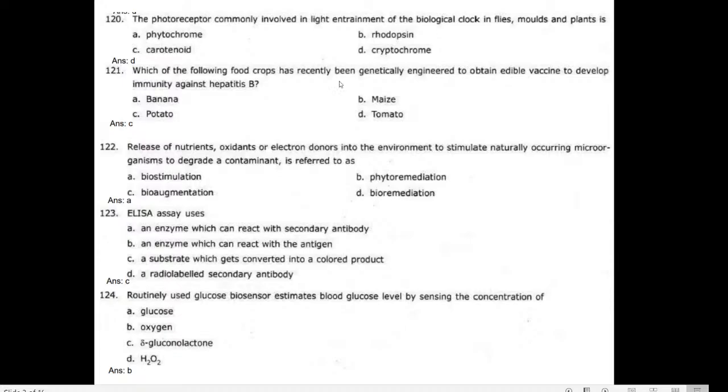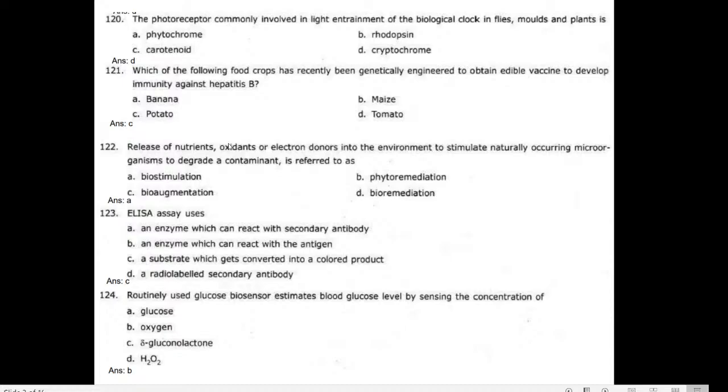Then the next concept: which of the following food crops has recently been genetically engineered to obtain an edible vaccine to develop immunity against hepatitis B? Some food crops are genetically modified because of the latest research updates. The hepatitis B vaccine has been developed in a crop called potato.